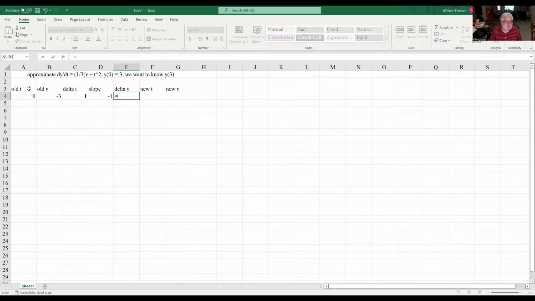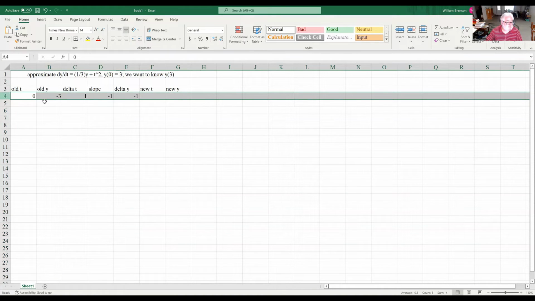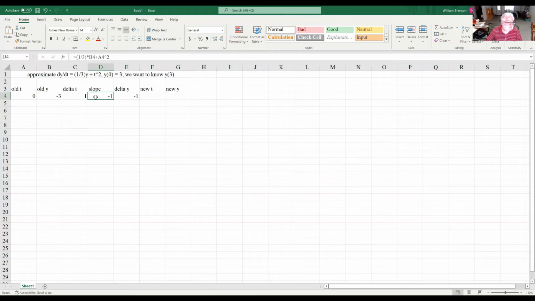Delta y equals, I want to do a calculation, that's slope times delta t. So D4 times C4. And note, column D is this, row 4 is that, so this is cell D4. So my new t is equal to my old t plus my change in t, delta t, and my new y is equal to my old y plus my change in y.